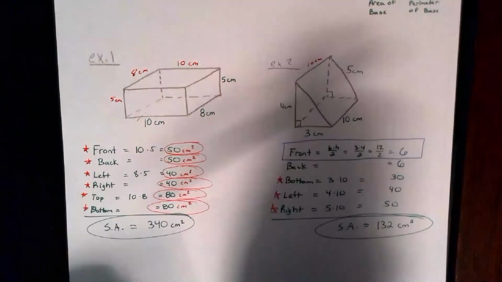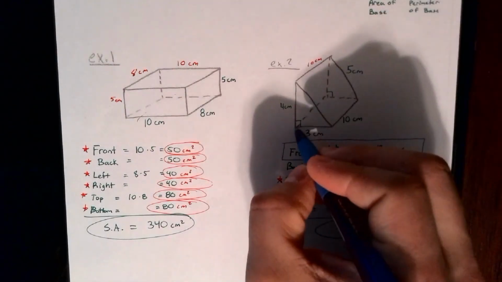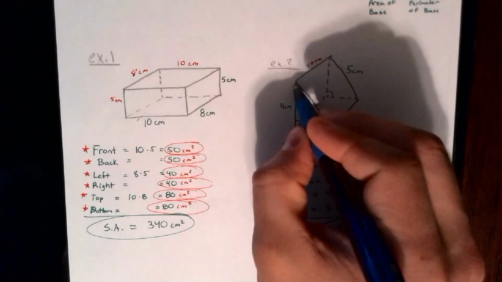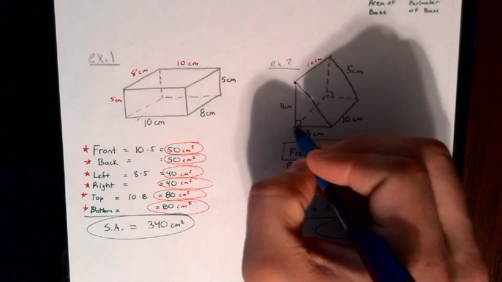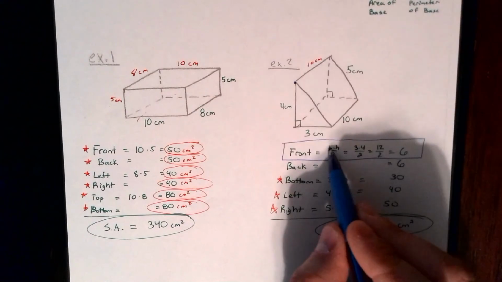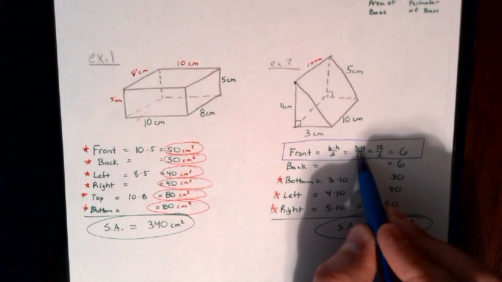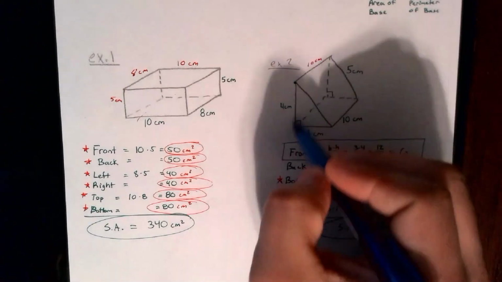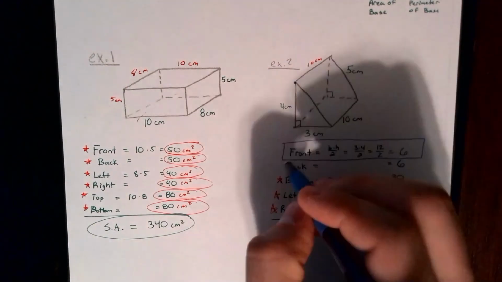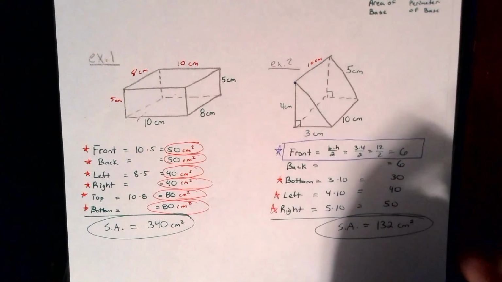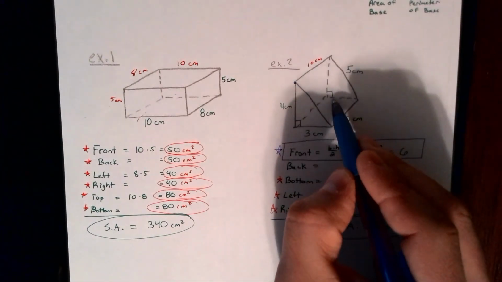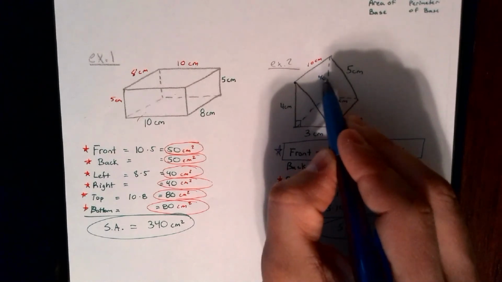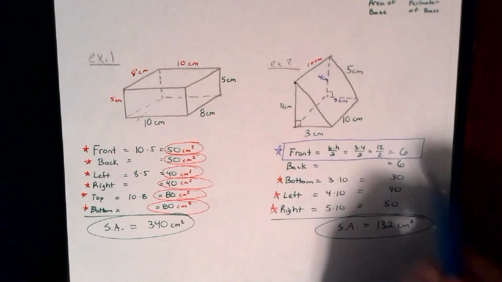Well, for the base times the height of that front triangle, you'd consider the base is 3. The height is the 90-degree distance to the top. Okay, so that's going to be 4. So I get 3 times 4 divided by 2. Well, 3 times 4 is 12. 12 divided by 2 is 6. So the area of this front triangle is 6. And the nice thing is that the back triangle is the same triangle. This is also 3, and this is also 4. So when you do that same calculation, you also get 6.